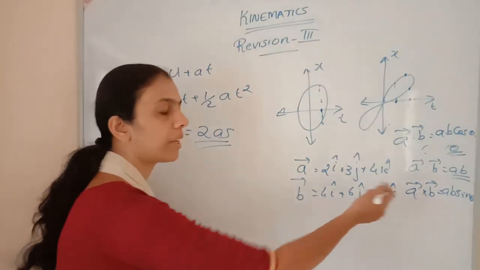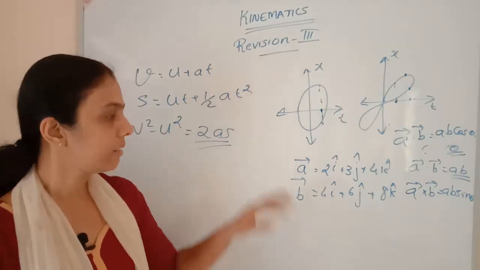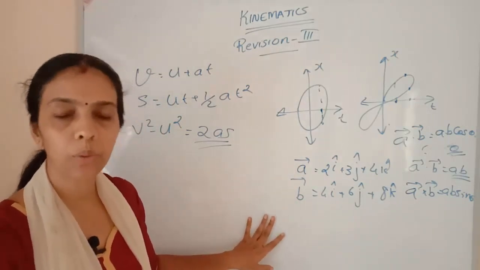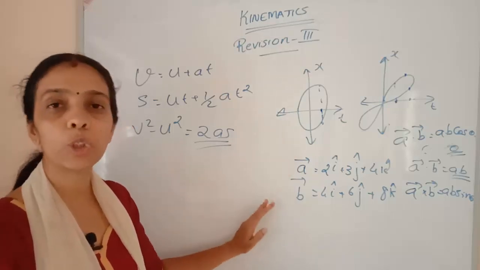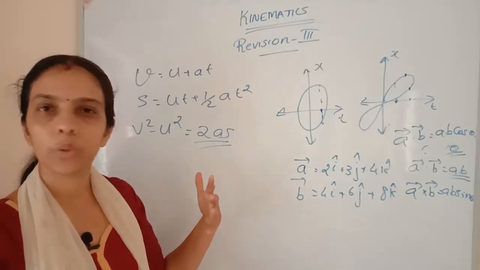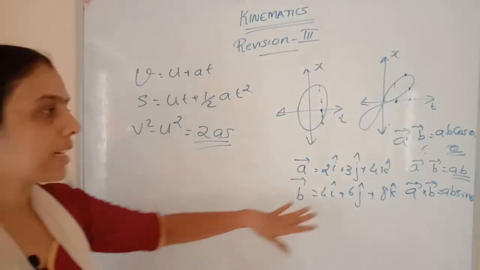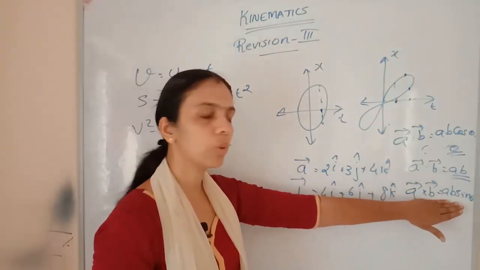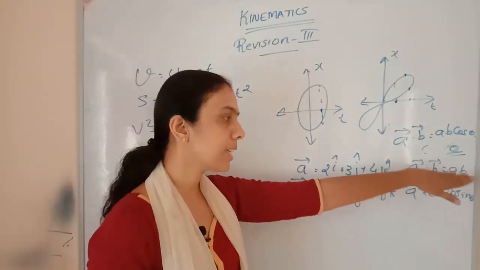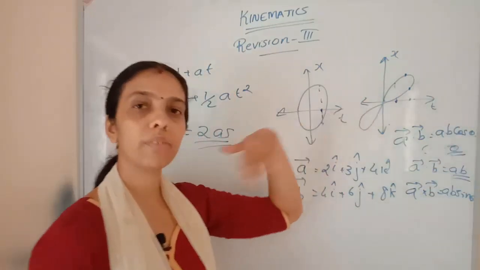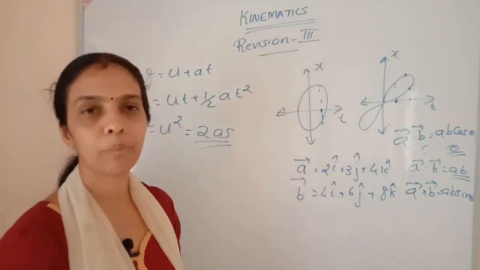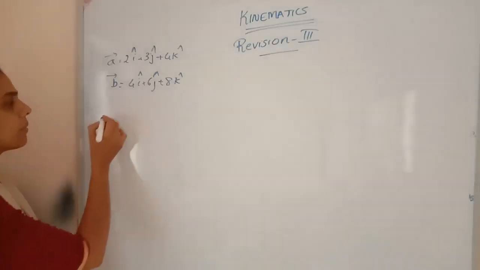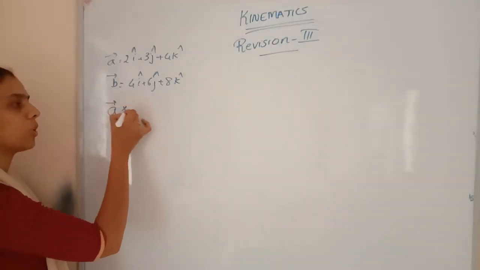So while finding A cross B, if the value is equal to 0, then we can say the given vectors are parallel. Which is the better way to find the answer? I think A cross B is the better way, because for the other method you have to find the magnitude of A, the magnitude of B and A dot B. I will show you both methods. First we will find A cross B.